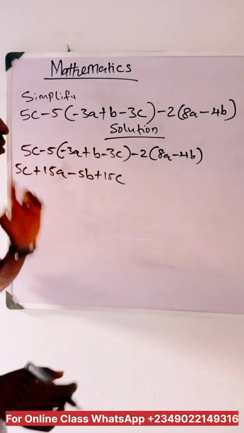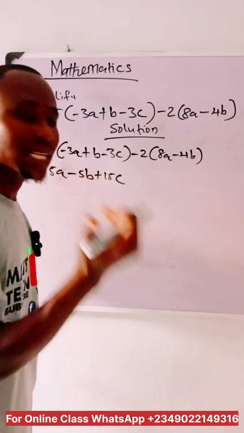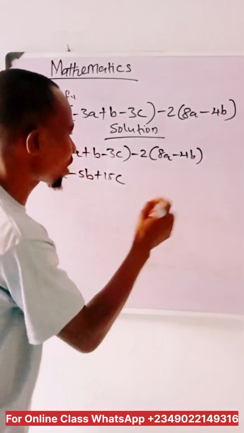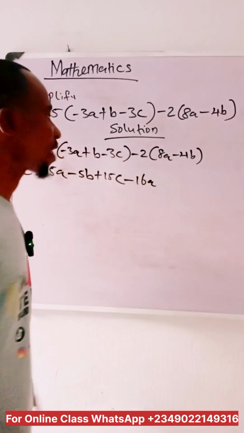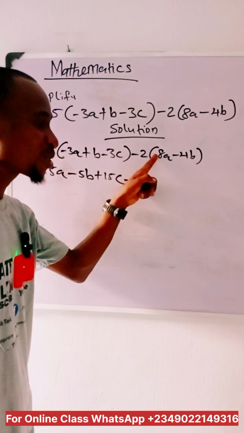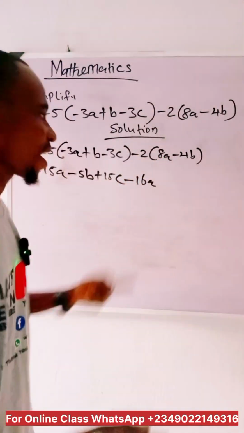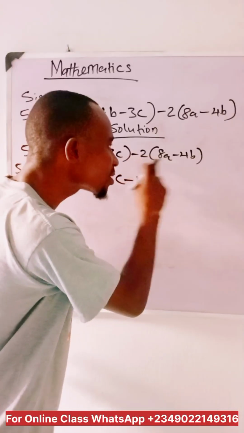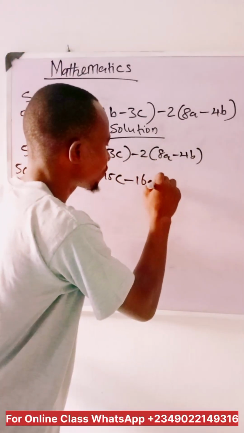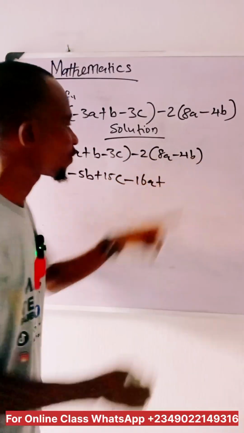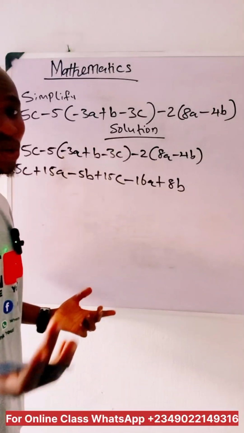I've opened this bracket. Let's open this other one too. Minus 2 times plus 8a. What I'm going to have is minus 16a, right? Because minus times plus is minus, and 2 times 8a is 16a, right? The next thing, minus 2 times minus 4b. Minus times minus will give me plus. So I have plus 2 times 4b. I have 8b, right? You've expanded your bracket.